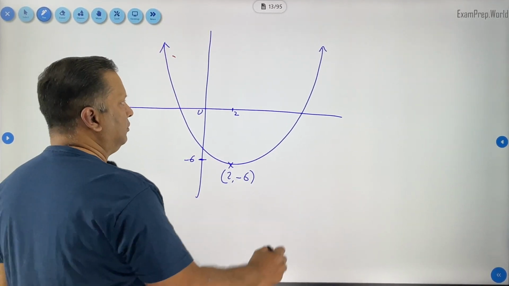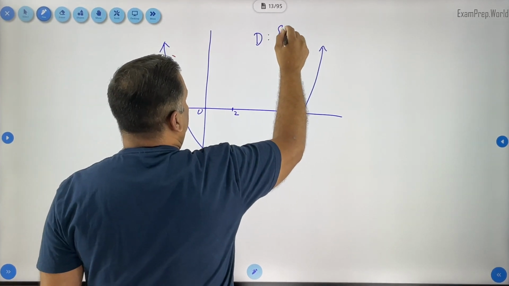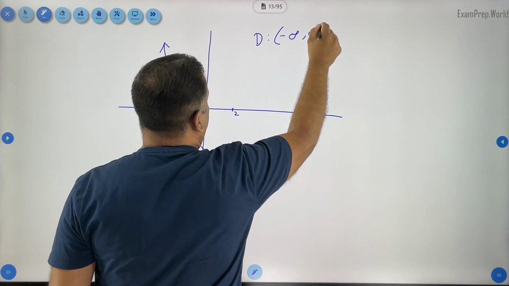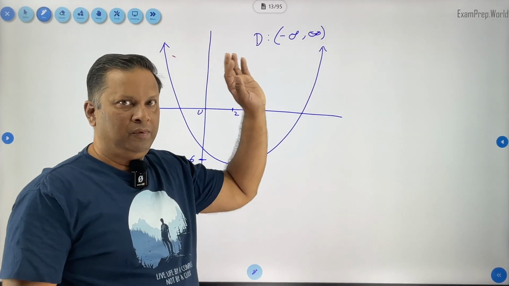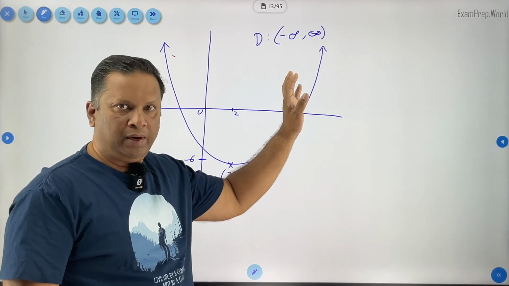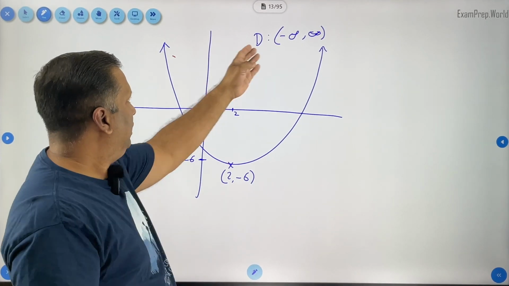So domain for this one is always minus infinity to plus infinity. For every quadratic function, domain is the same, whether the parabola is inverted or upward. Okay, only two kinds of parabolas, either upward opening parabola or downward opening parabola. So domain is always the same.